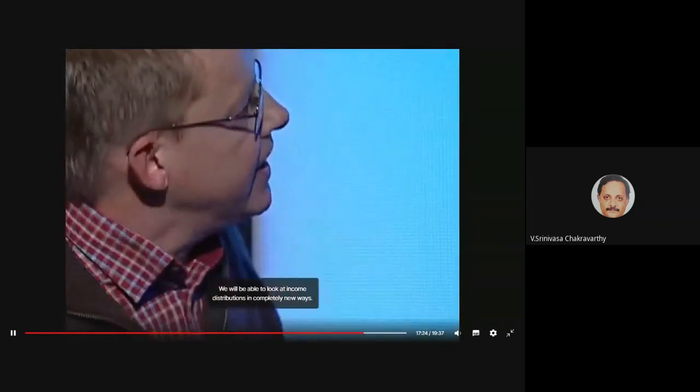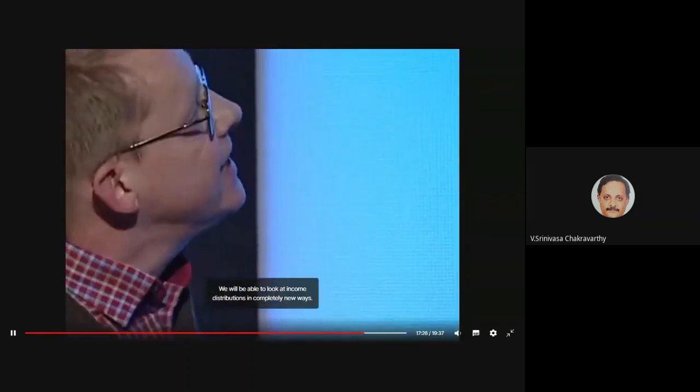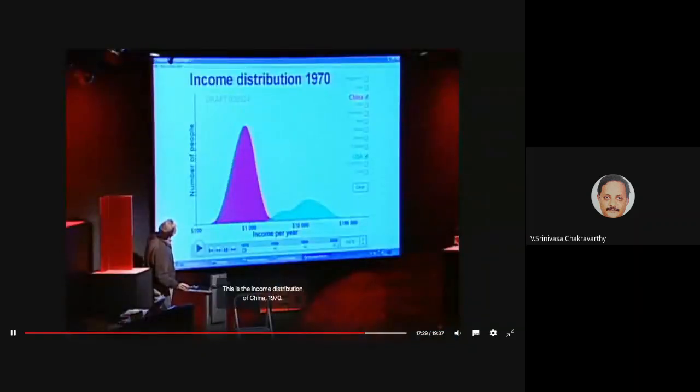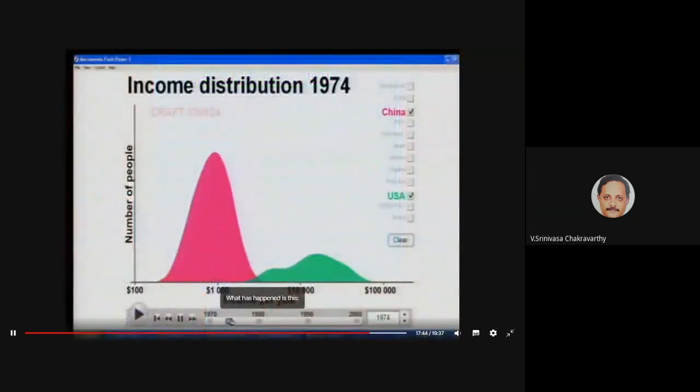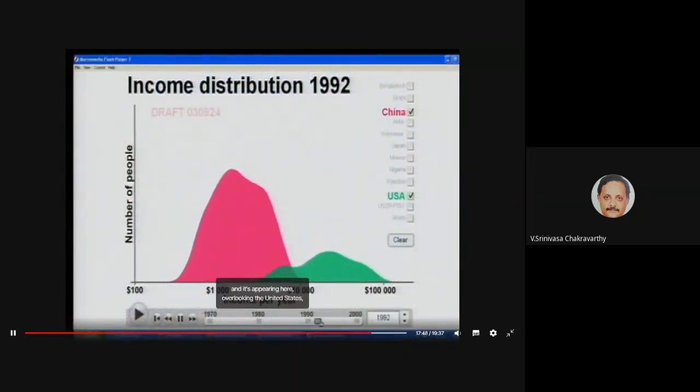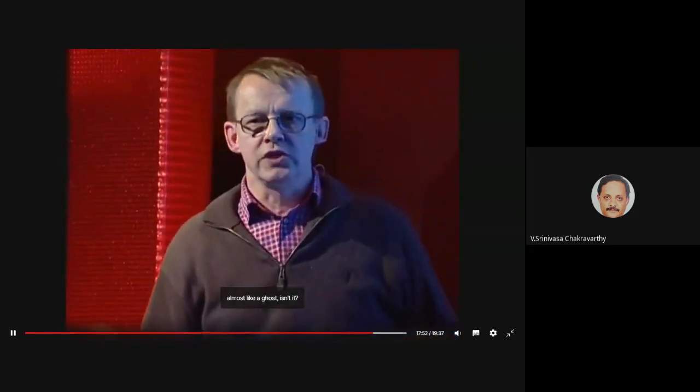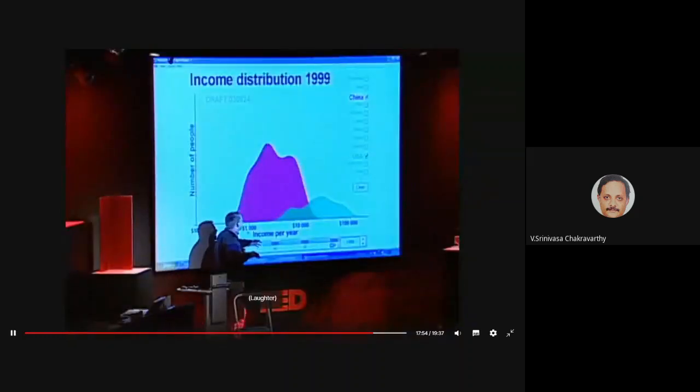We will be able to look at income distributions in completely new ways. This is the income distribution of China, 1970. This is the income distribution of the United States, 1970. Almost no overlap. And what has happened is that China is growing, it's not so equal any longer, and it's appearing here, overlooking the United States, almost like a ghost, isn't it? Huh? It's pretty scary.